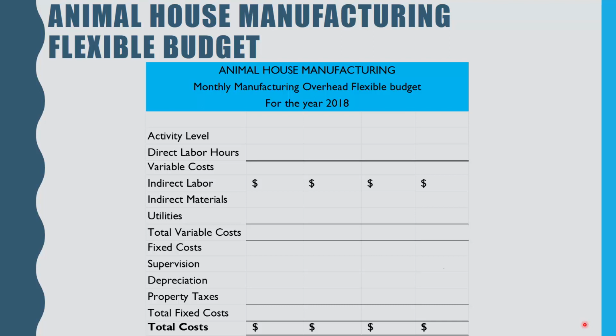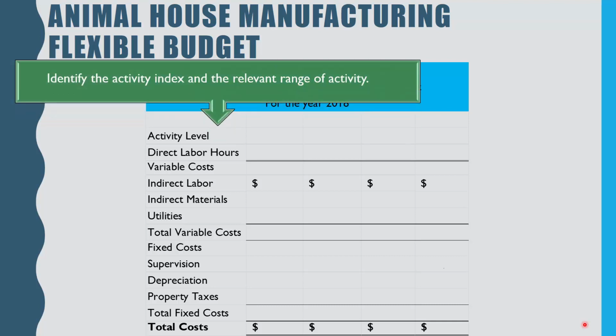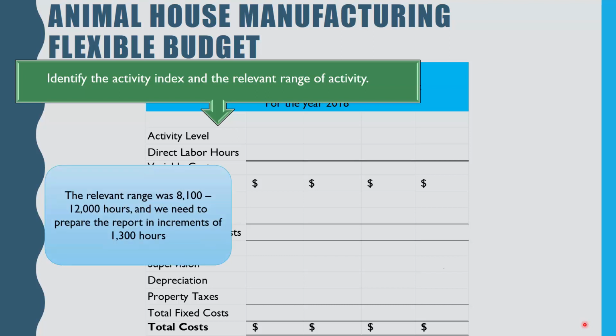So let's look at the flexible budget. Again, we're going to start with our activity. Our activity is direct labor hours. And then in the problem they told us the relevant range was 8,100 to 12,000 hours. And we're going to prepare that report in increments of 1,300 hours.